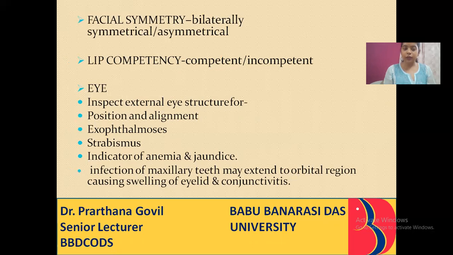Facial symmetry: bilateral, symmetrical or asymmetrical. Lip consistency: lip should be competent or incompetent. You need to check that. Eyes: inspect external eye structure for position and alignment, and exophthalmos, strabismus. An indicator of anemia and jaundice is the eye.